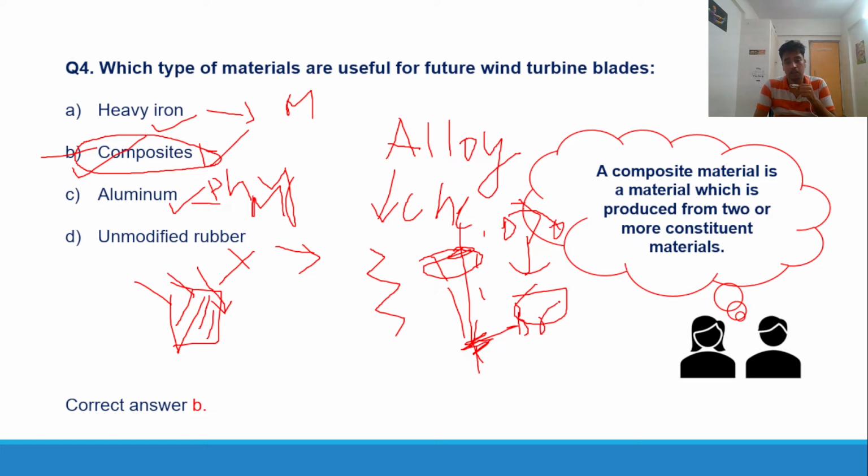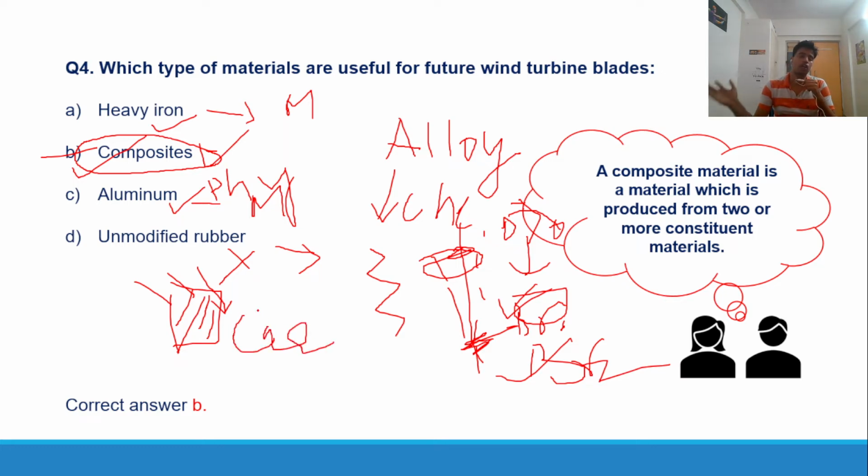Brass is an alloy of copper and zinc. Bronze is copper and tin. So brass and bronze are alloys. And composites: carbon fiber composites, nano composites, there are a hell of a lot of composites.